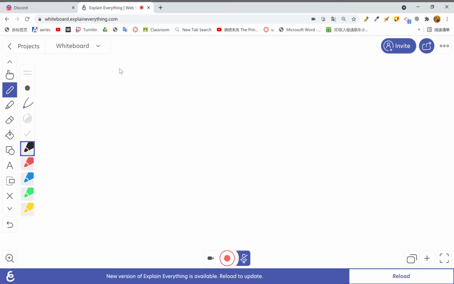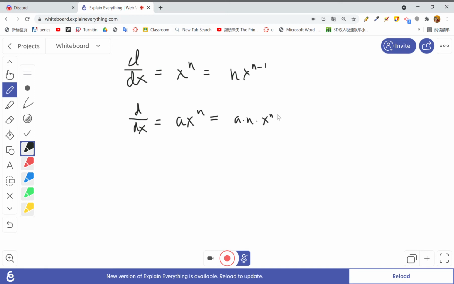So we know that the derivative of x squared, if we write it as x to the nth power, is equal to n times x to the n minus 1 power. And if we have the derivative of a x to the n, then this is equal to a times n times x to the n minus 1, by using our power rule over here.